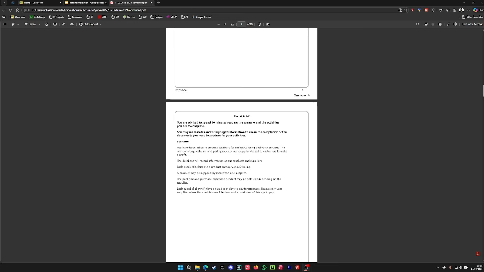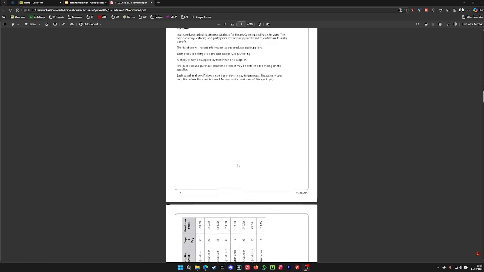And each supplier allows Finley a number of days to pay for products. Finley only uses suppliers who offer a minimum of 14 days and a maximum of 30 days. So that's giving you a little clue as towards the validation there as well. Let's have a little look at the data set.